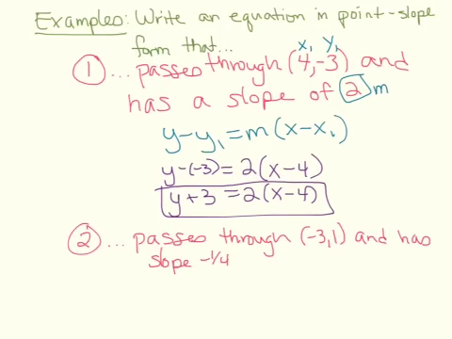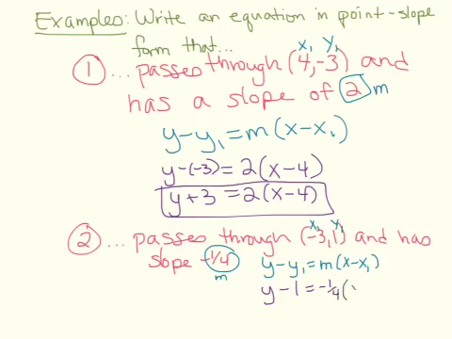Okay, as with the previous one, we're going to take our original equation and plug in the numbers. My original equation is right here. My slope, my m, is -1/4. Luckily for this one, you don't have to do anything with that fraction. You just leave it there. My x1 is -3. My y1 is 1. All I'm going to do now is plug in those numbers. I end up getting y minus 1 equals -1/4 times x plus 3.